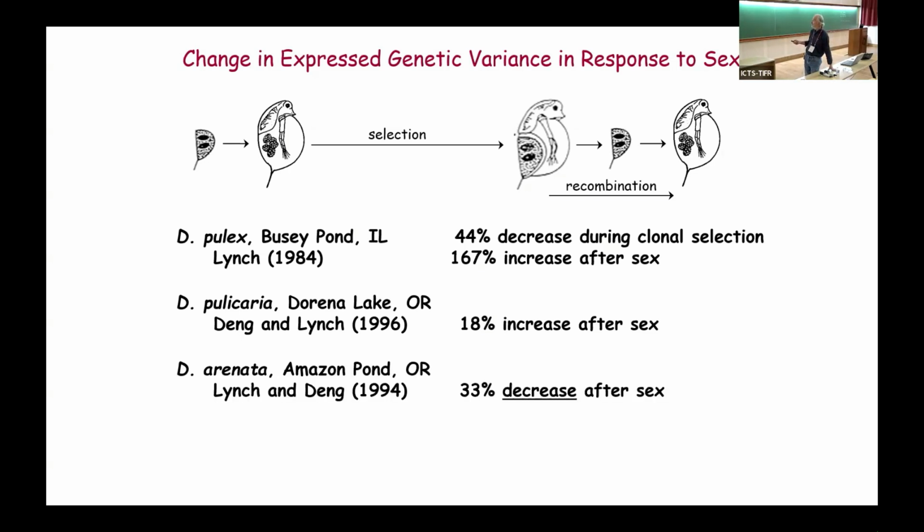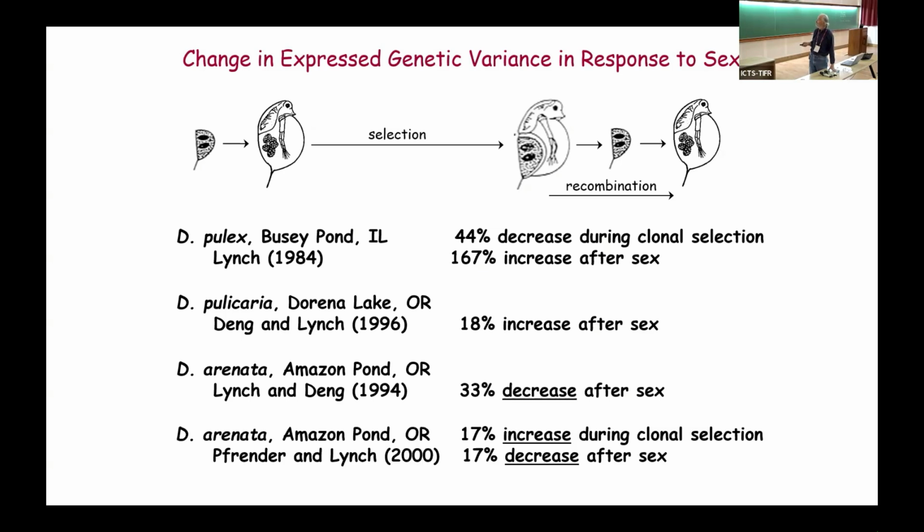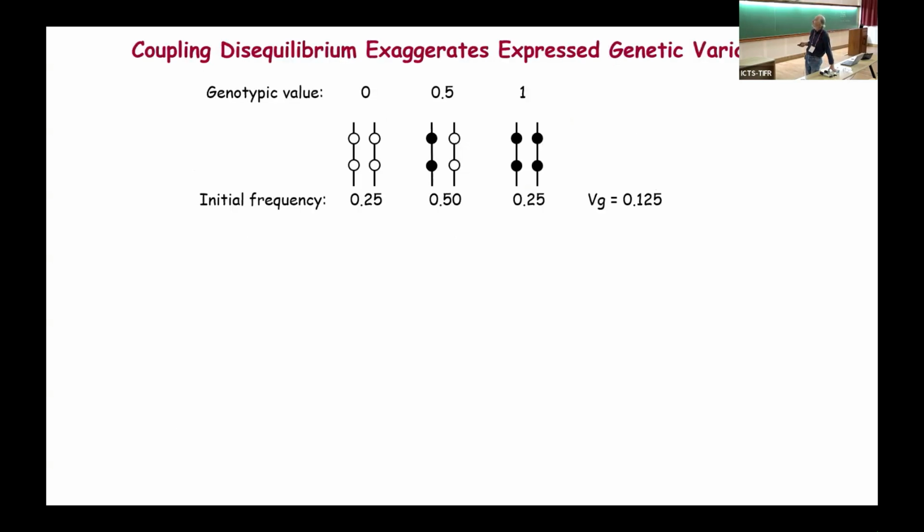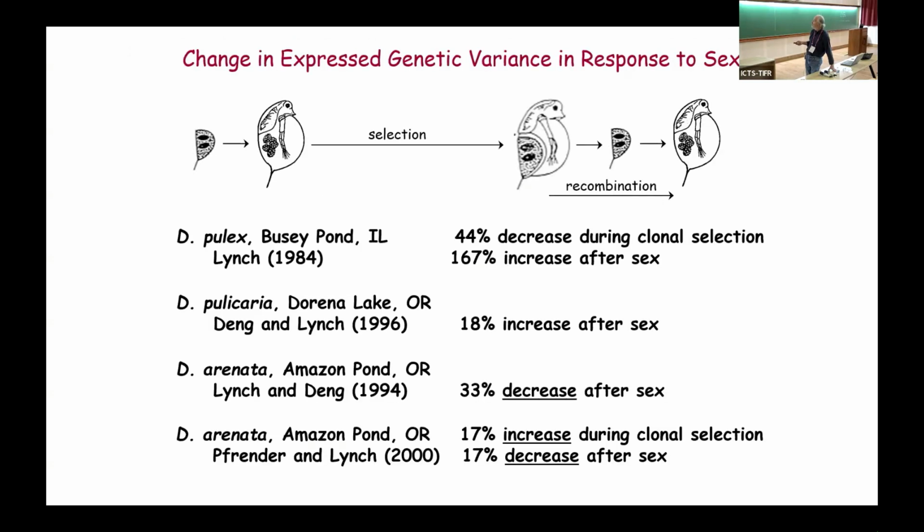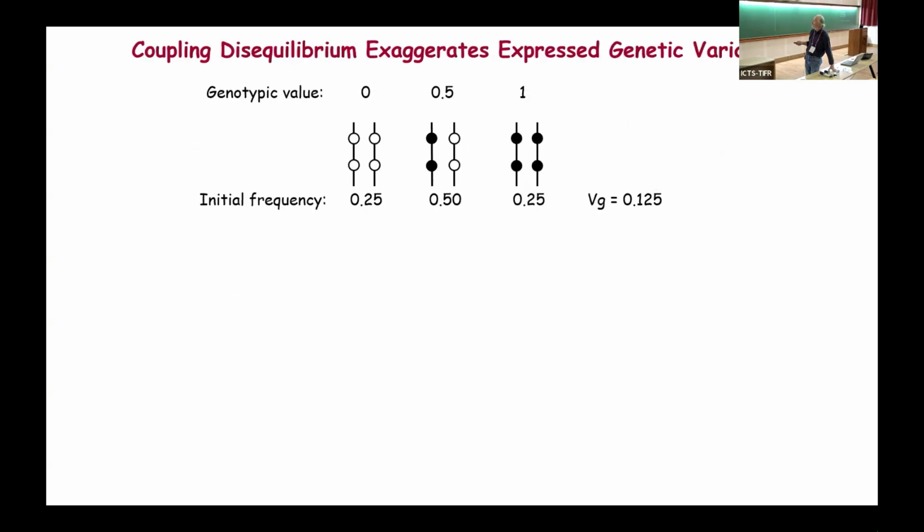This one was interesting. The genetic variants actually decreased after sex. That means there's not negative disequilibrium, but positive disequilibrium. And we repeated this and got another similar result. So how do you get a decrease in variation after sex? Well, this can be explained by positive disequilibrium.